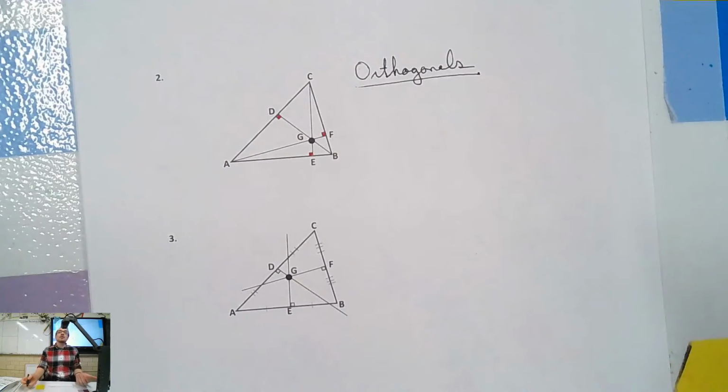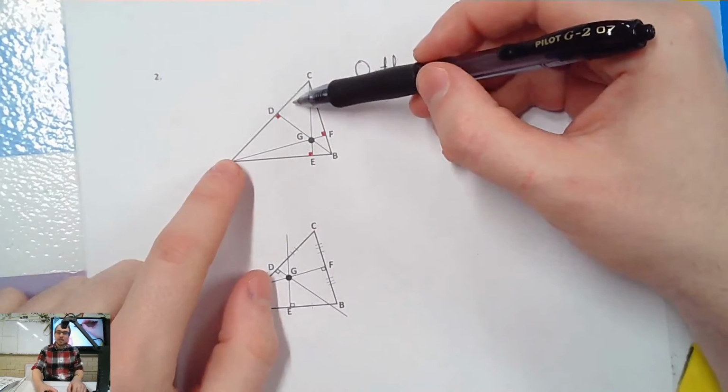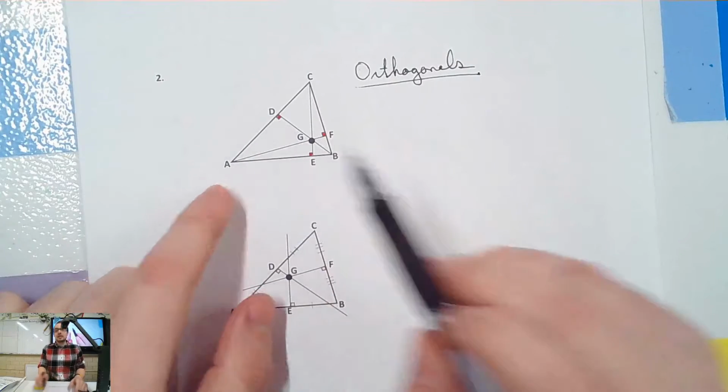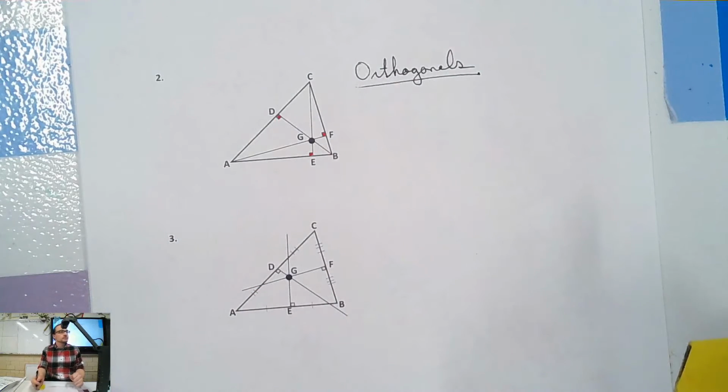Again, they're not perpendicular bisectors because we don't know that it cuts it in the middle. But D looks like it's the middle. It's not. We don't know that for sure. Could they end up being one and the same? Maybe. But we don't know that.